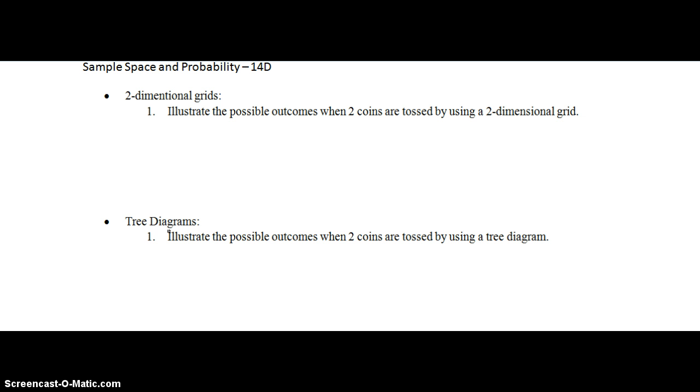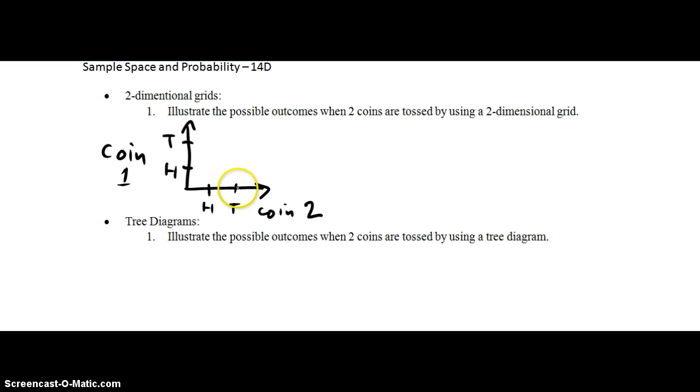Alright, so my problem set illustrate the possible outcomes when two coins are tossed by using a two-dimensional grid. The idea is kind of like an XY coordinate plane, but just in the first quadrant. So in this case, we have two coins. Coins obviously have two different possibilities. It could be heads or it could be tails. And this is coin 1. Over here, I could also have heads, and I could have tails, and this is coin 2.